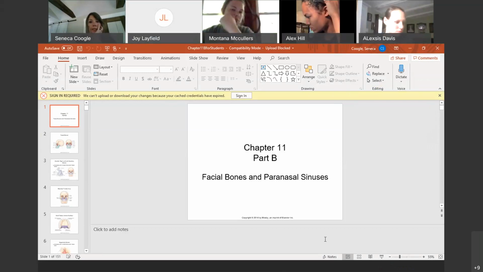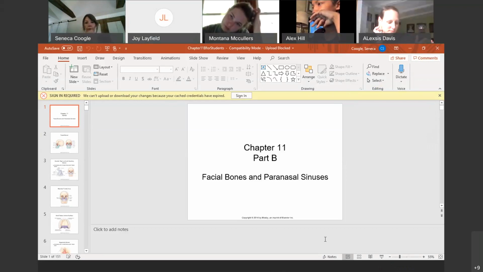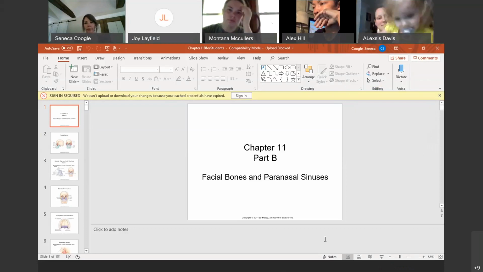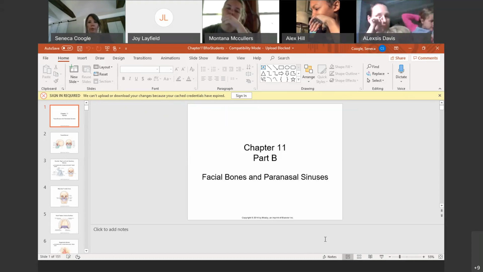Normally when I teach this, it's facial bones and sinuses, but that was when I was in Warner Robins. And so when I came to the North Campus, they were doing it facial bones and orbits together. So I feel like mandible and orbits should go together more than facial bones and orbits and mandible and sinuses. So we're going to kind of follow the book, how they do it.